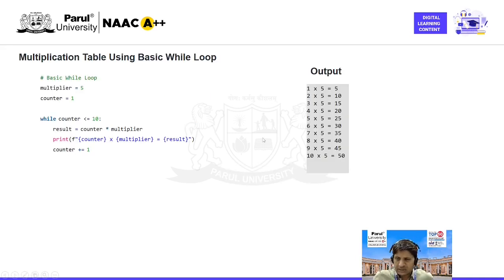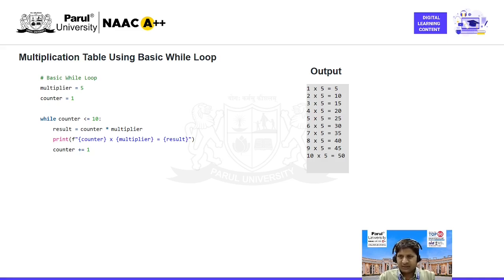Now the second example of while loop. Suppose you want to print a multiplication table using a basic while loop. Multiplication table means, suppose, 1 times 5, 2 times 5, 3 times 5, up to the 10 table. In this basic while loop, we declare a variable multiplier as 5 and counter as 1. Counter means how many counts in the table.